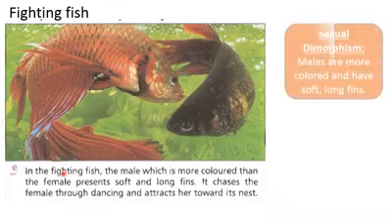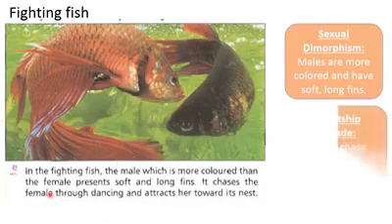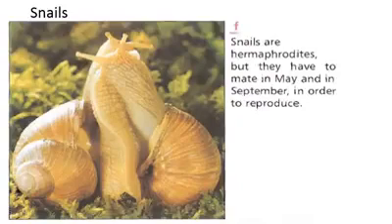So we learned about the fighting fish. What is the sexual dimorphism in the fighting fish? It is that males are more colored and have soft, long fins. What is the courtship parade in the fighting fish? It is that the males chase females by dancing and they attract them. The last animals we're going to talk about in this activity is the snail. Let us talk about the snails.